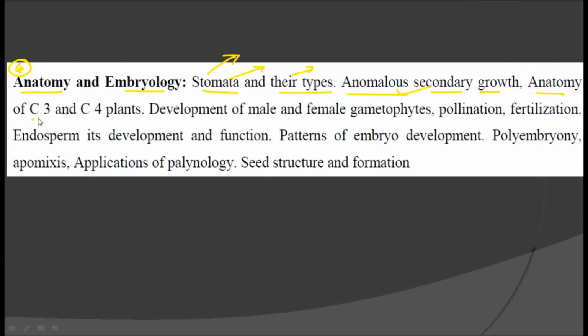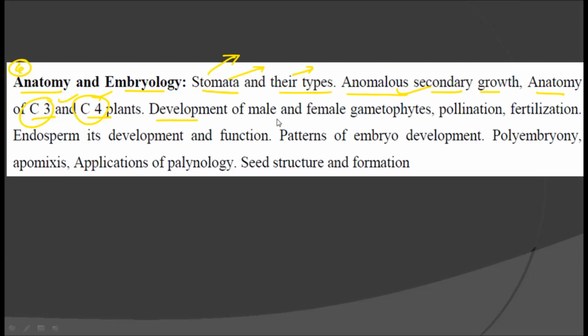You have to study the anomalies in this secondary growth. Then the anatomy of C3 and C4 plants. As you know, there are certain characteristic differences between the anatomy of C3 and C4 plants. One of them is Kranz anatomy, which is explained on our channel as well. In addition to that, chloroplast dimorphism also explains the differences in C3 and C4 plant anatomies. That video is also uploaded on the Botany optional channel.